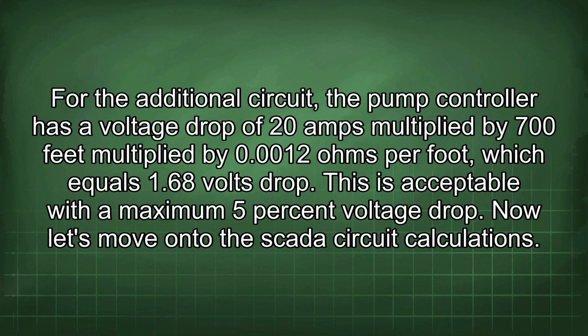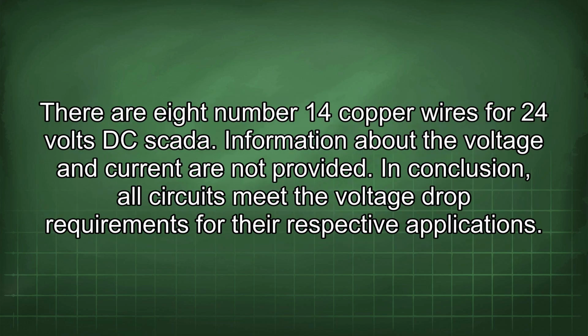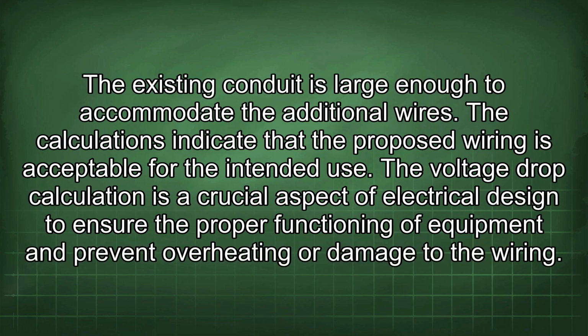Now let's move on to the SCADA circuit calculations. There are 8 number 14 copper wires for 24 volts DC SCADA. Information about the voltage and current are not provided. In conclusion, all circuits meet the voltage drop requirements for their respective applications. The existing conduit is large enough to accommodate the additional wires. The calculations indicate that the proposed wiring is acceptable for the intended use.